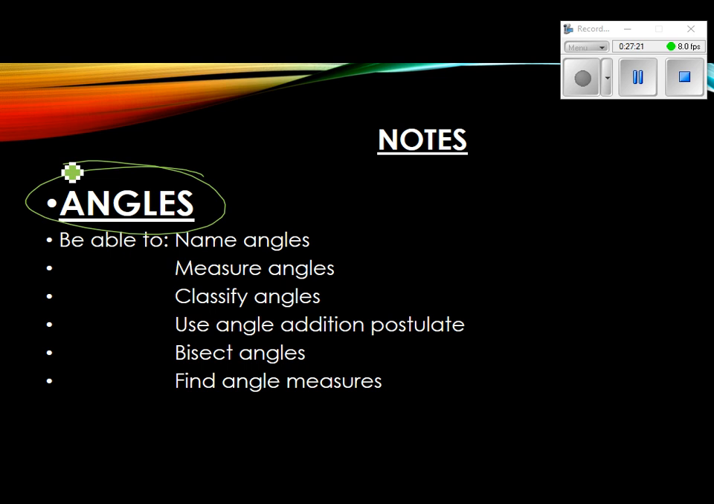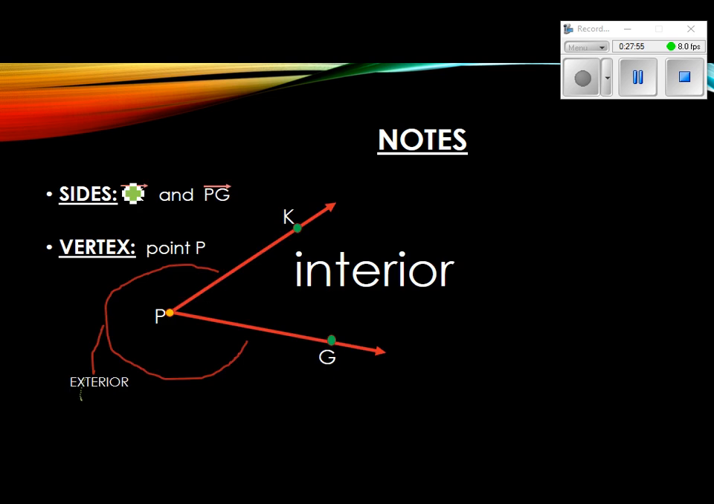Use angle addition postulate. Angle addition postulate is just like segment addition postulate. Bisect angles. Anybody have a guess as to what bisecting an angle does? What does bisecting a segment do? Cut it in half. What do you think bisecting an angle does? Cuts it in half. Be able to find angle measures. Lots of equations. Lots and lots of equations. You got to be able to set up all these different equations and know, hey, from this picture I know that this plus this equals this. Or these two are equal to each other. Or whatever it is. Whole bunch of stuff.